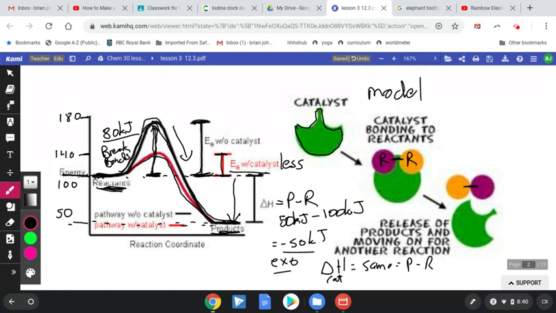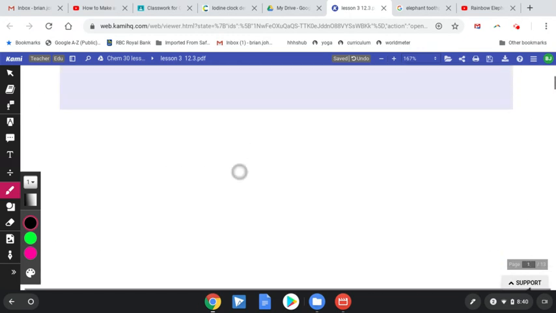And if they are colliding with the correct orientation, you need less energy to get a successful collision, and therefore you get a reaction with a less activation energy, but the overall enthalpy of bond breaking and bond making hasn't changed. Okay. Here's another view of looking at catalysts.